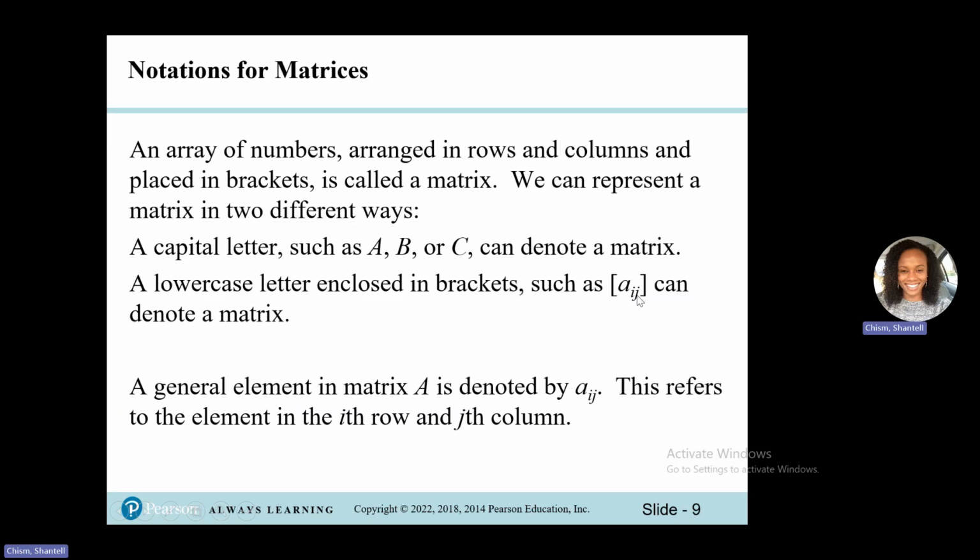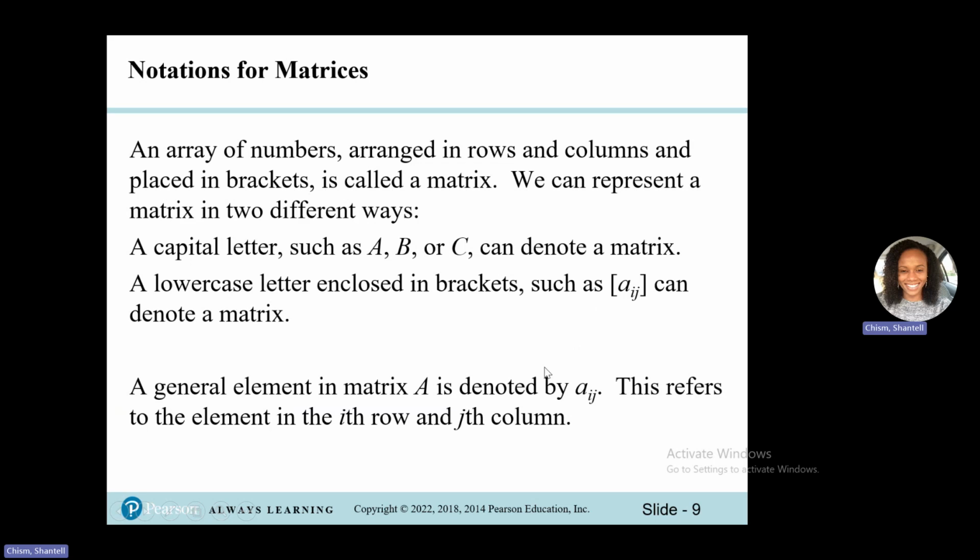And the subscript ij just refers to the number of rows and columns that you have. I and J just represent the number of rows and columns. And you always name a matrix by the rows first, then the columns. So i represents the number of rows, j represents the number of columns.